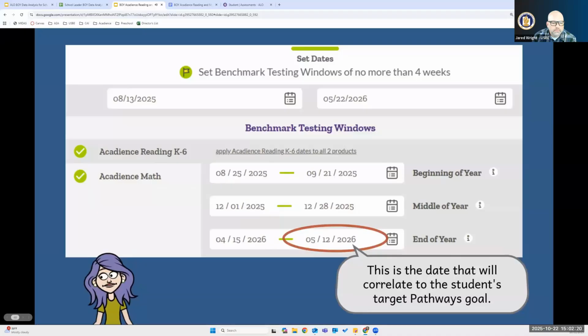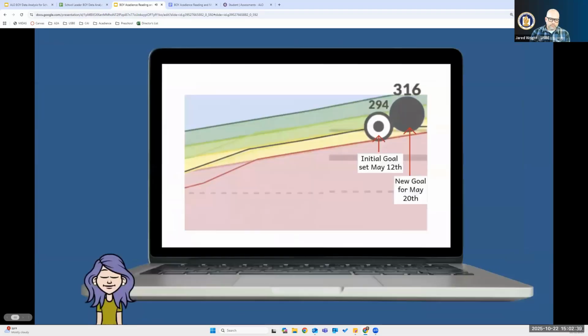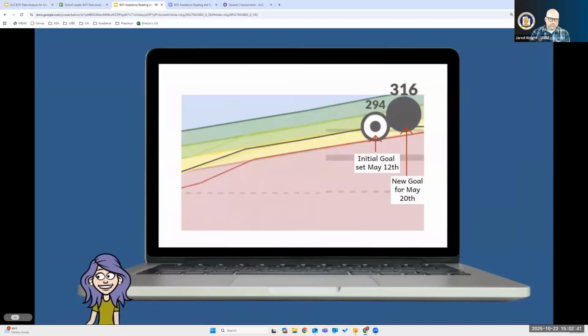For example, if your school's end-of-year testing window closes on May 12th, the goal displayed on the screen is the target score for that specific day, May 12th. That's the score we're aiming for the student to achieve by or before that exact date. But here's the key question. What happens if you assess a student after that date, say on May 20th?